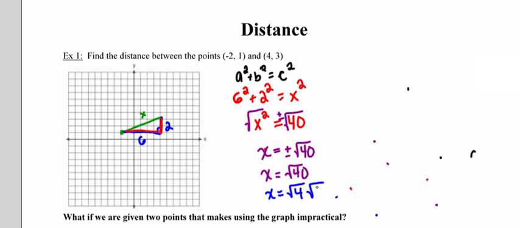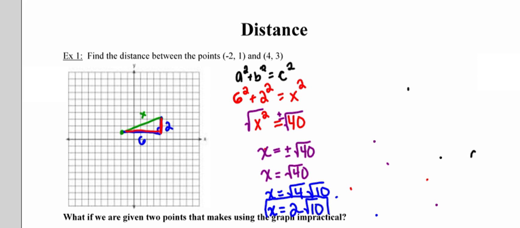Now, I like to write my perfect square factor first, so I'm going to write this as the square root of 4 times the square root of 10, because now square root of 4 is 2. 10 isn't a perfect square, and we can't take its square root, so we end up with 2 square roots of 10. So the distance between those 2 points is 2 square roots of 10.